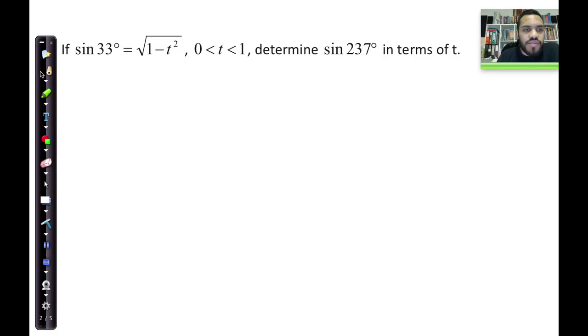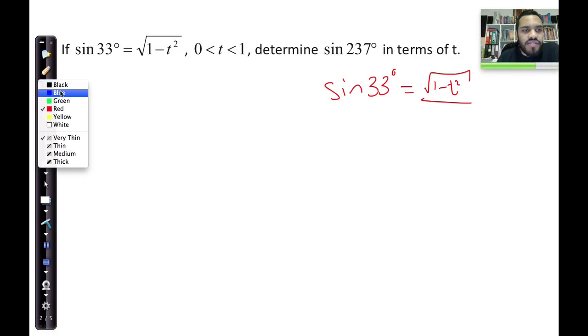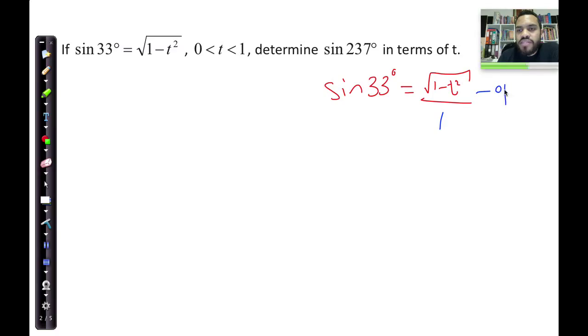Now this one looks a little bit trickier, because it says if sine 33 is equal to this thing. Now, for starters, what we can say is, well, sine of 33 degrees is equal to the square root of 1 minus t squared, and 1 minus t squared is the same as (1 minus t squared) divided by 1. Now when we talk about sine, we can suppose that this is referring to the opposite length across from 33 degrees, and this refers to the value of the hypotenuse.